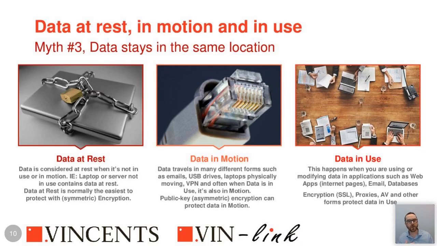But as soon as you start using it, that's where it becomes in motion. So you can put data on a USB drive and literally walk it out the door. That's a form of data in motion. Or if you're working from home and you're using a corporate VPN, the data is moving back and forth between your home computer and your organization. Encrypting that with asymmetric encryption would be a different form of encryption, is how to protect it.